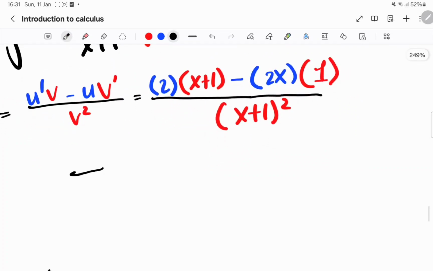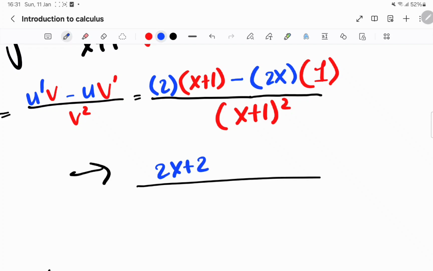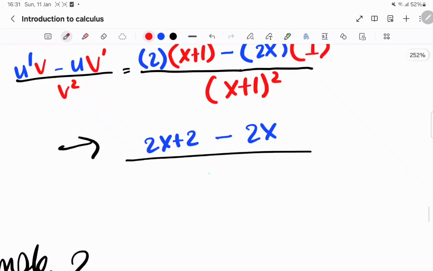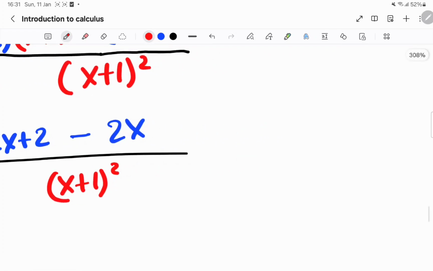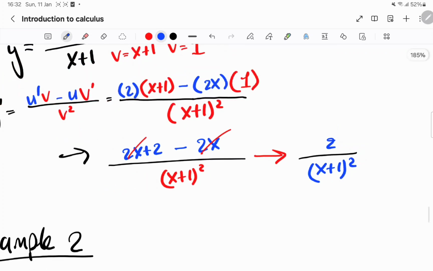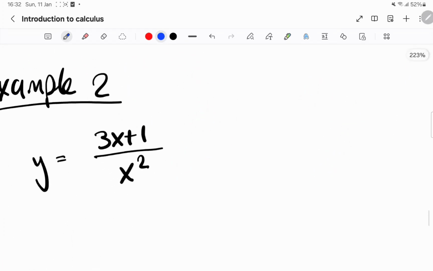So let's simplify now. On top we have, I'm going to use blue, 2x plus 2, then minus 2x. As you can see, the x's cancel out, but I'm going to do that in the next step. We can just leave the x plus 1 squared as it is. So this whole expression, remember, the x's cancel, it's 2 over x plus 1 squared. Now we move on to the next example.